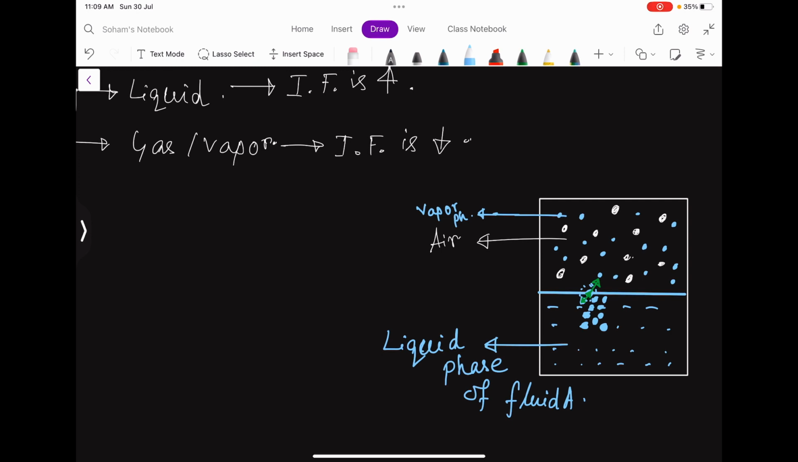And what do we mean by equilibrium? There is no more change in the concentration of the vapor phase and the liquid phase, no more change in specific volume or density or anything. That is called equilibrium. In our daily life, we stay in equilibrium when we are not disturbed by anything, when you are doing your own work without any disturbance.